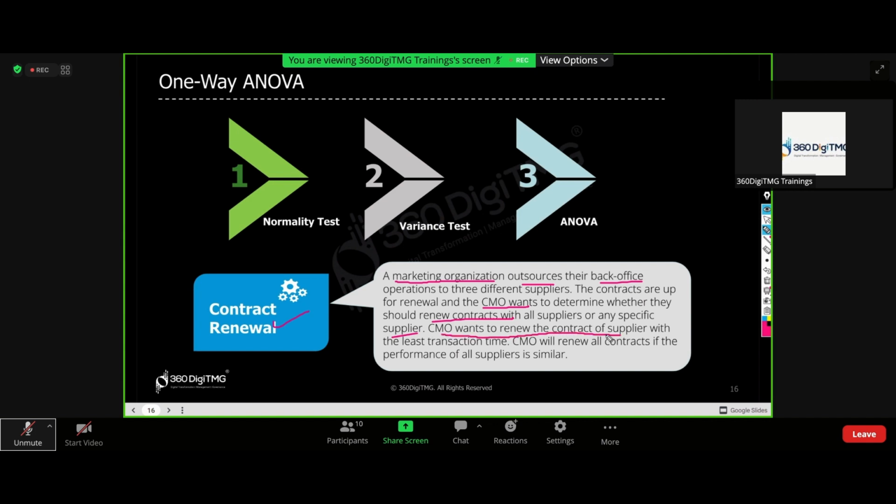And he wants to renew the contract with the supplier with the least transaction time, whose performance is the best. He will renew all the contracts if the performance of all the suppliers is similar. So obviously variance comes into the picture. Hence, for this we have ANOVA, which stands for Analysis of Variance. We will find out the variance of each of these suppliers, and then find out with which the contract is going to be renewed.